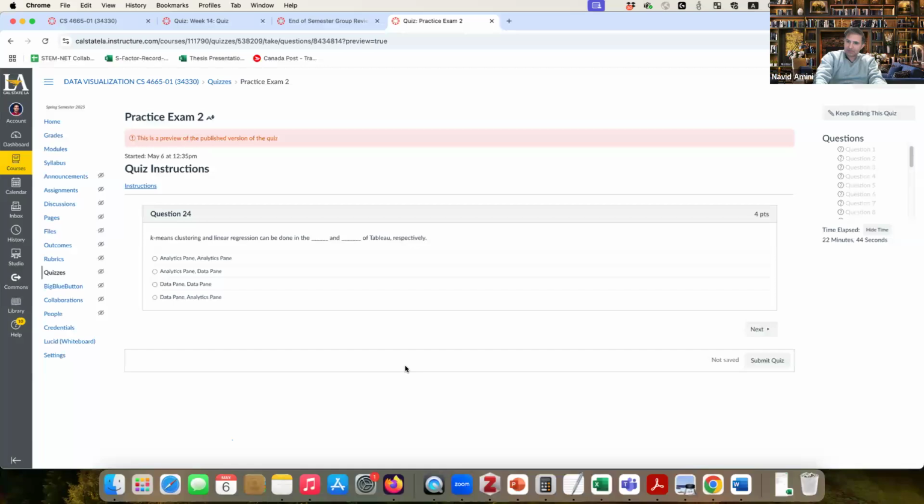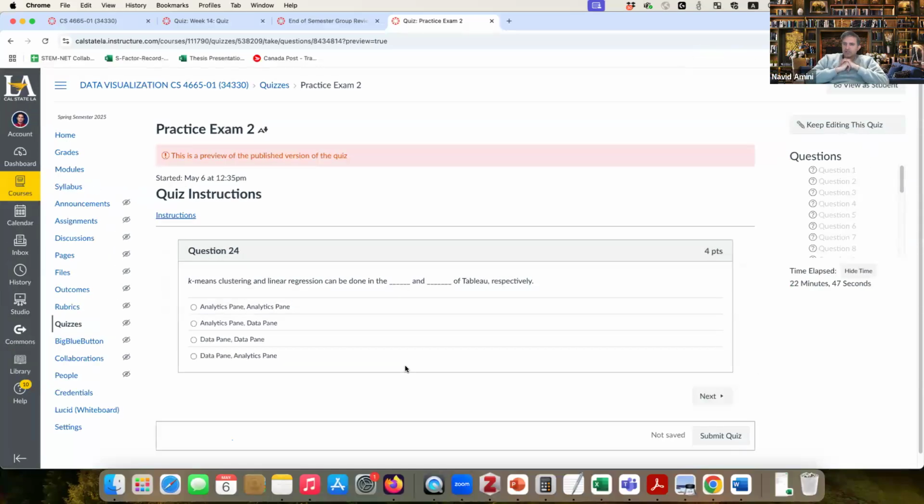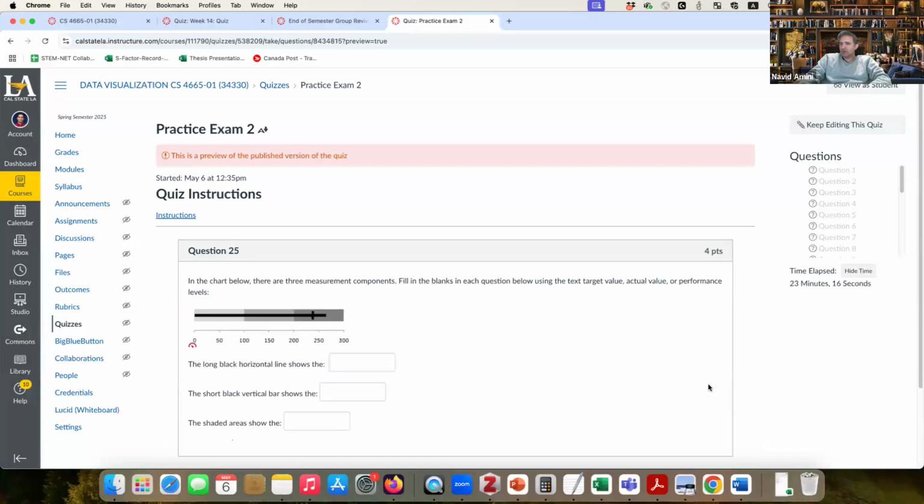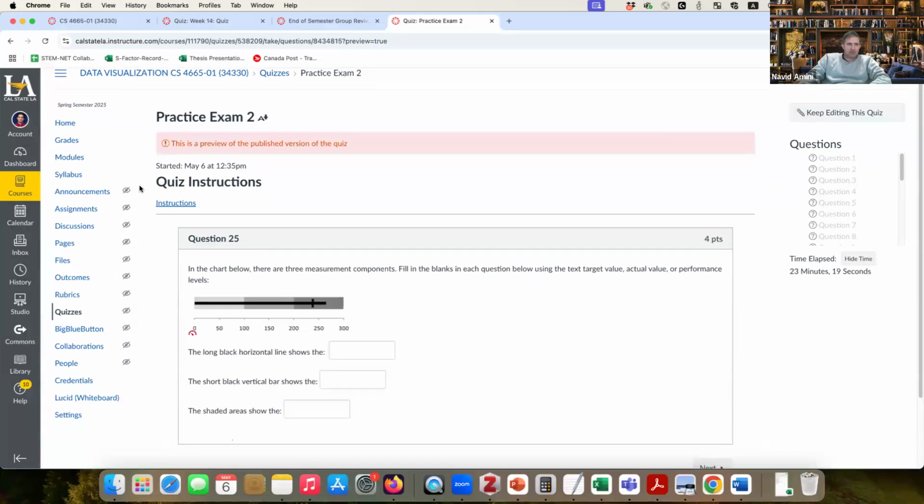Question number 4. Let me make this large again. K-means clustering and linear regression can be done in what pane of Tableau? And this is a repeat too. Analytics, right? Because they have to do with data analytics. They don't have to do with just simple data. They are pretty much machine learning. And I believe that was the, oh, actually we have more questions. We have 1 more or 2 more?